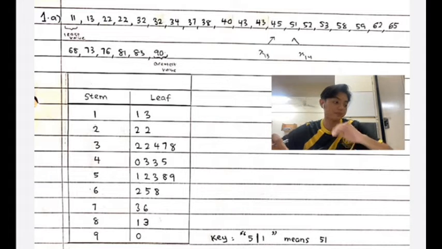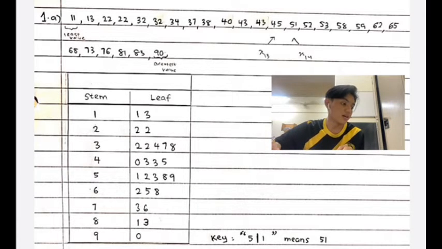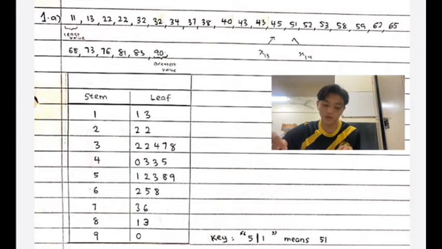The next step is we write a key that explains how to read the stems and leaves. For this one, the key is 5 vertical line 1, which means 51. So if I give an example, 6 vertical line 2 means 62. And the last thing is that we title our plot, and that's how we solve question 1A. Thank you.